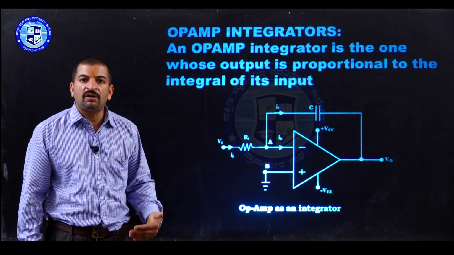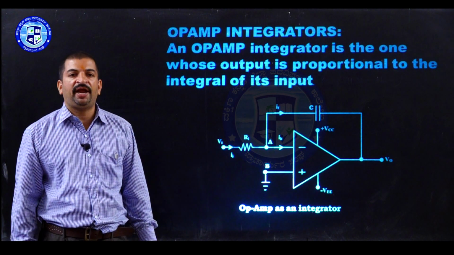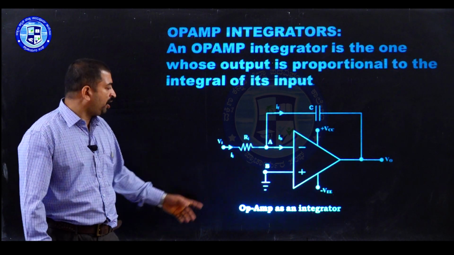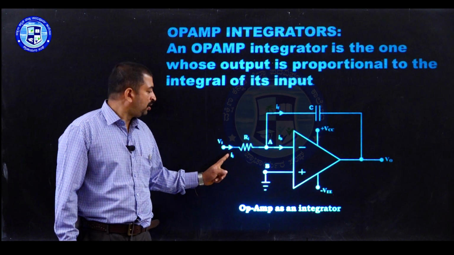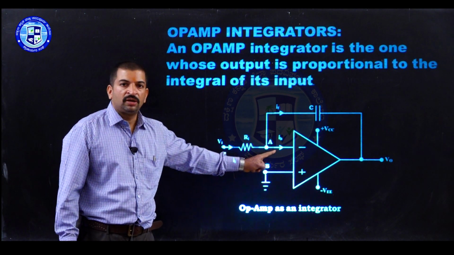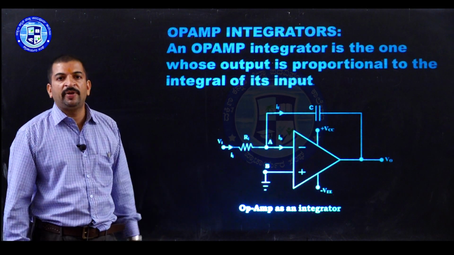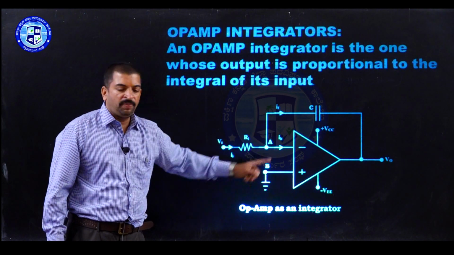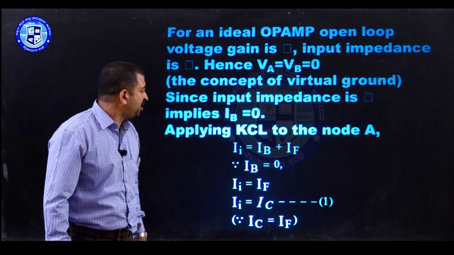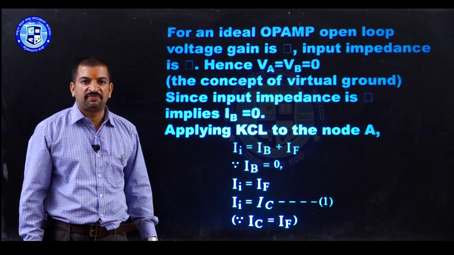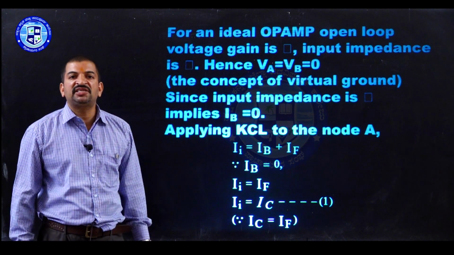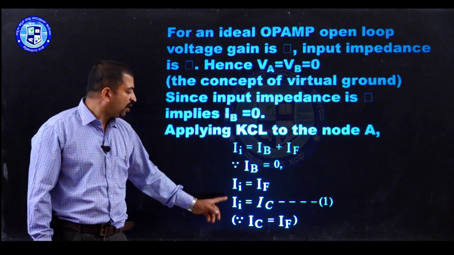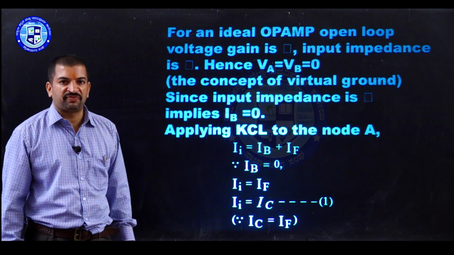Now the expression for the output voltage can be obtained by applying Kirchhoff's current law to the node A. According to Kirchhoff's current law, IA is the current entering into the node, and IB and IF are the currents leaving the node. Therefore, we can write IA equal to IB plus IF. Since the input impedance of the op-amp is infinity, we can write IB equal to 0. Therefore, II is equal to IF.